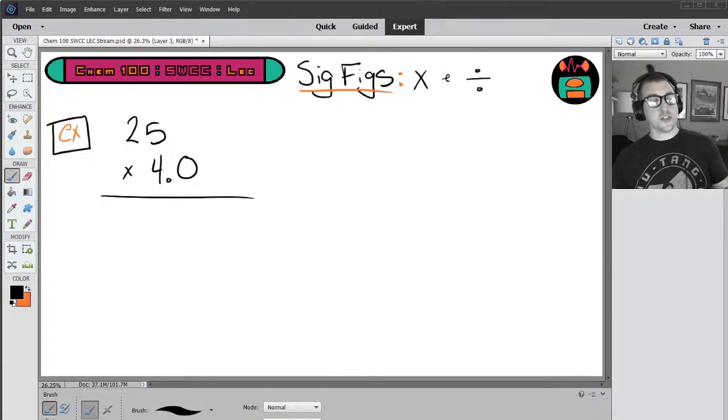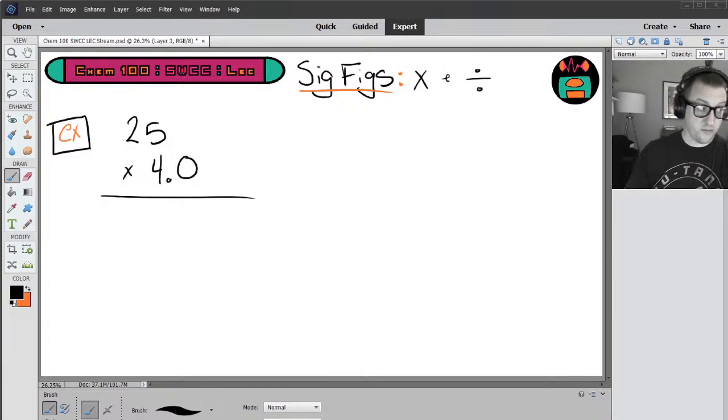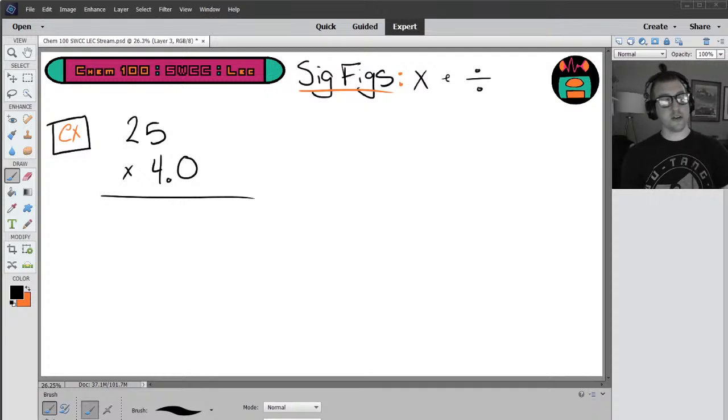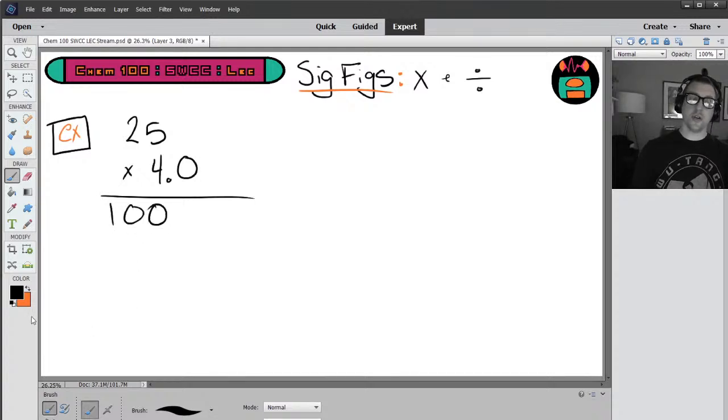All right. So let's go ahead and do this problem. 25 times 4.0. Now, when you do this multiplication, you punch it into your calculator. Your calculator will give you the correct value for your answer, which is 100. Now we have to ask, how many significant digits should this number have?